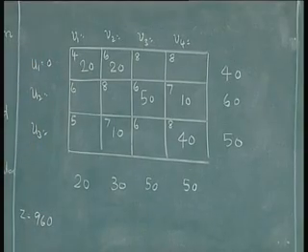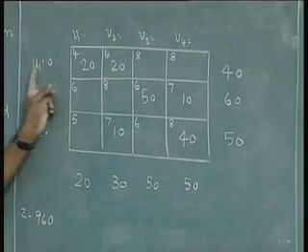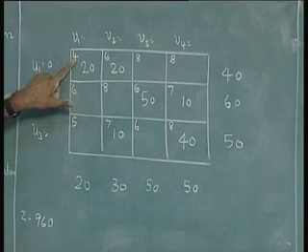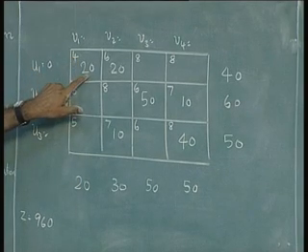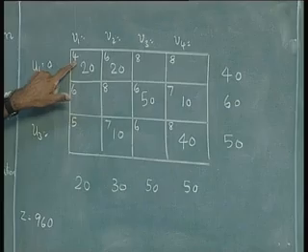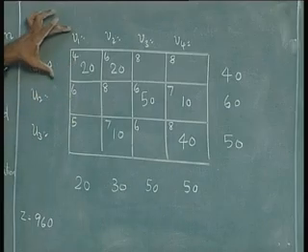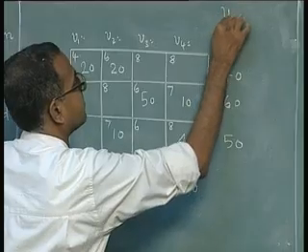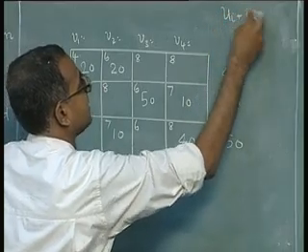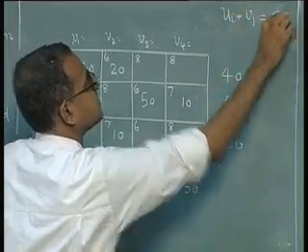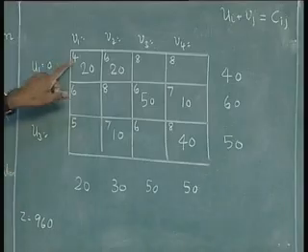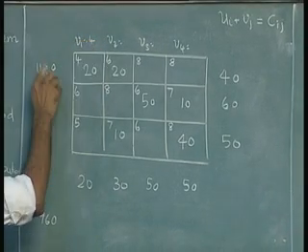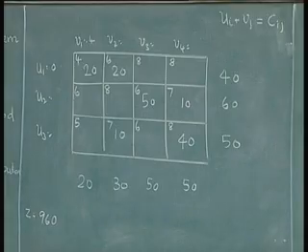We start with u1 equal to 0, and now we look at the first row. There is an allocation here, the associated cost is 4. So, wherever there is an allocation, find out either u or v, whichever is to be found, such that ui plus vj is equal to Cij. In this case Cij is 4, ui is 0, so v1 is 4, 0 plus 4 equal to 4.